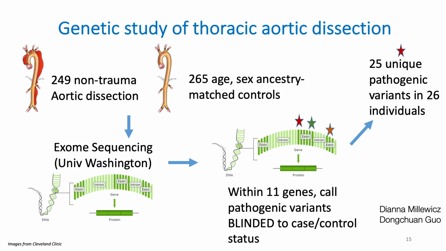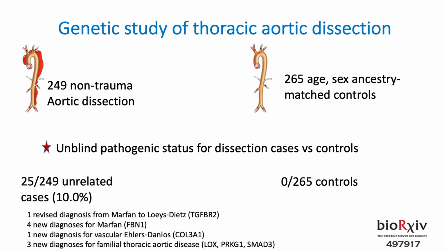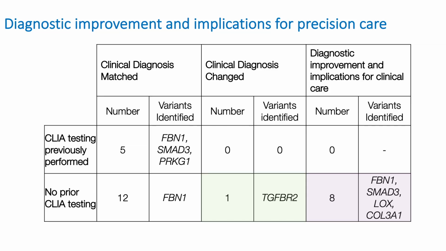And what came back was 25 unique pathogenic variants in 26 individuals. When we deconvoluted the cases from controls, we found that all 26 individuals who carried a pathogenic variant were in the dissection cases, and 0 were in the controls, which made us feel much more confident about that pathogenic variant annotation. We actually went on to evaluate, and we have a paper written about this, the implications for clinical care. So for 8 individuals, there were implications for their clinical care, either new diagnoses or altered diagnoses.